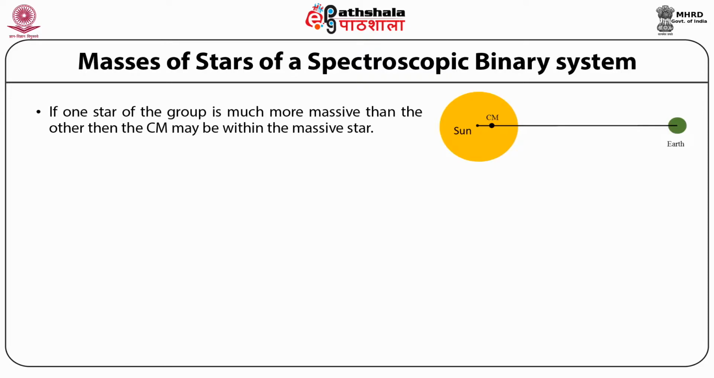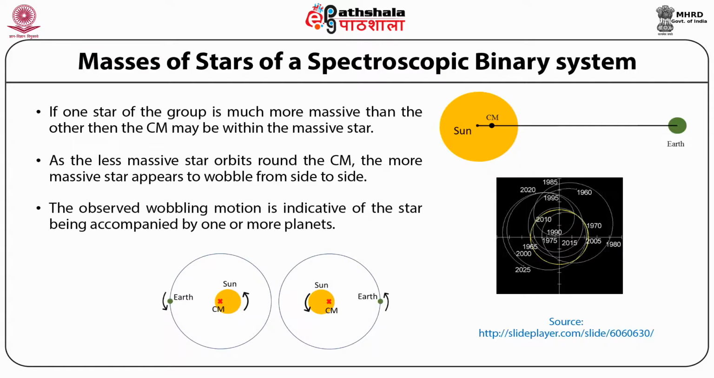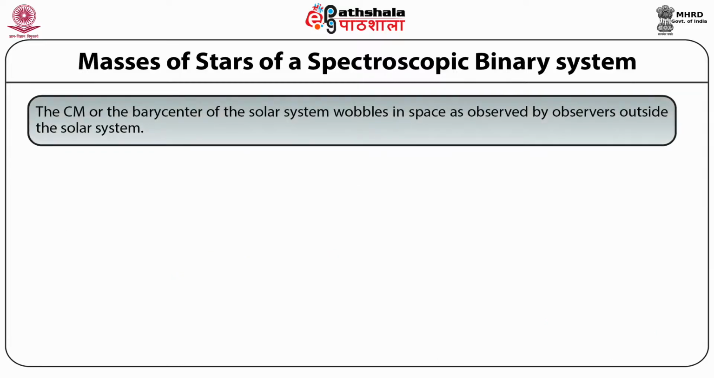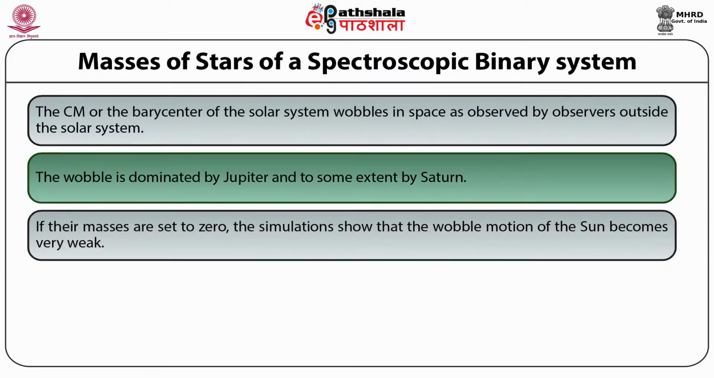If one star of the group is much more massive than the other, then the center of mass may be within the massive star, as shown in this figure, which shows the Sun-Earth system. As the less massive star orbits around the center of mass, the more massive star appears to wobble from side to side. So the observed wobbling motion is indicative of the star being accompanied by one or more planets. The center of mass, or barycenter of the solar system, wobbles in space as observed by observers outside the solar system. The wobble is dominated by Jupiter and to some extent by Saturn. If their masses are set to zero, the simulations show, as in this figure, that the wobble motion of the Sun becomes very weak.